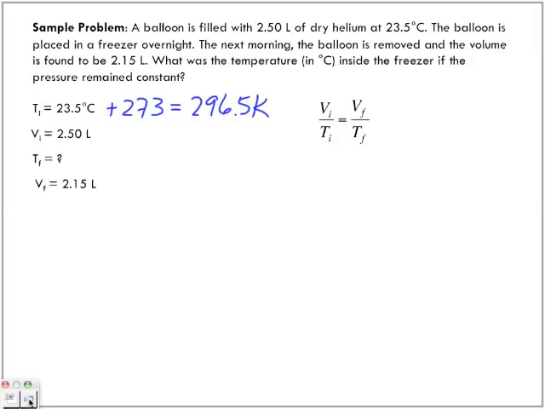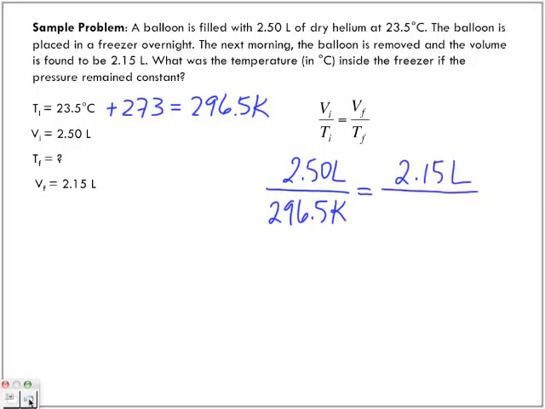So we have our initial equation. Blank equation, just put in the letters. All we're going to do now is substitute into each one of them. So our initial volume, 2.50 liters. Initial temperature, 296.5 Kelvin. Our final volume of the balloon, 2.15 liters. And our final temperature is what we're trying to find. A lot of times, students struggle when the unknown is in the denominator. To prevent that, my advice to you is you can flip both of them.